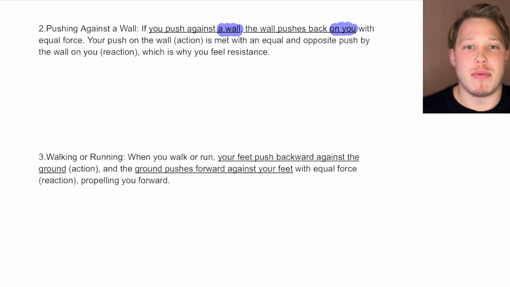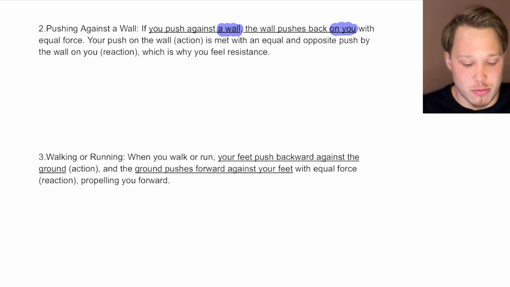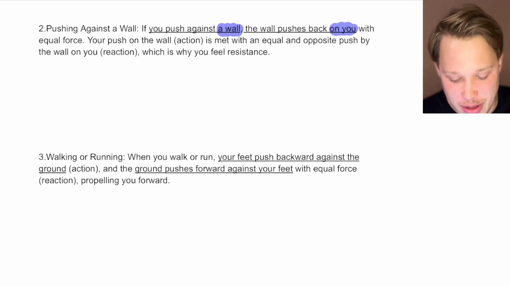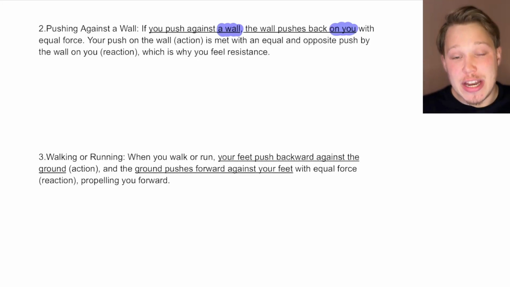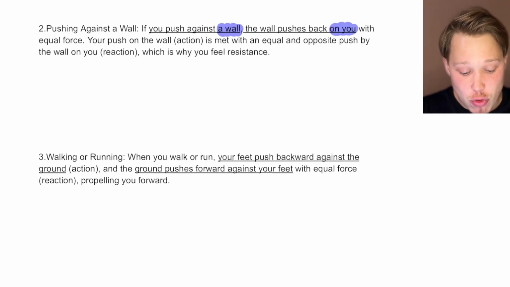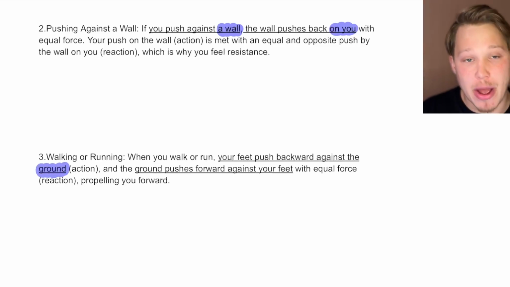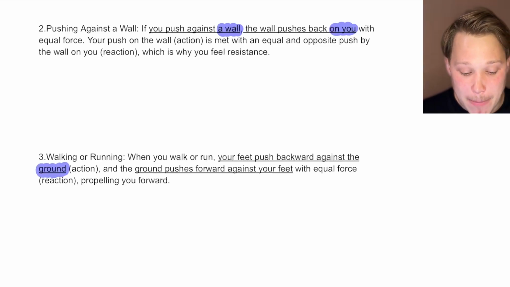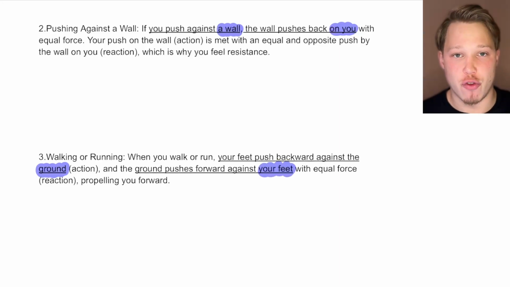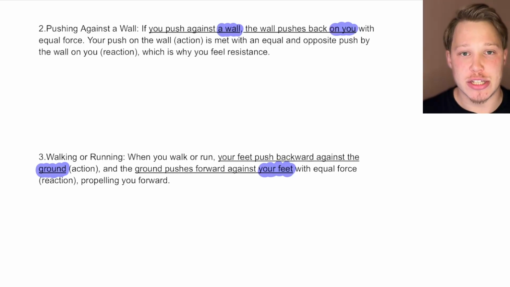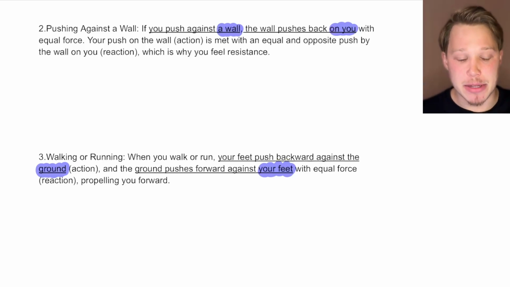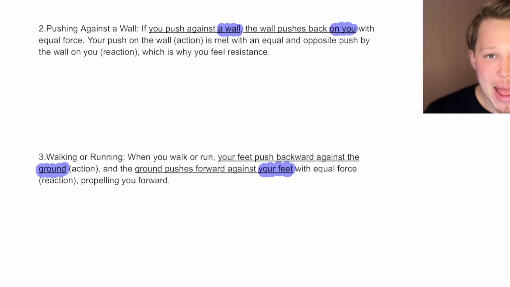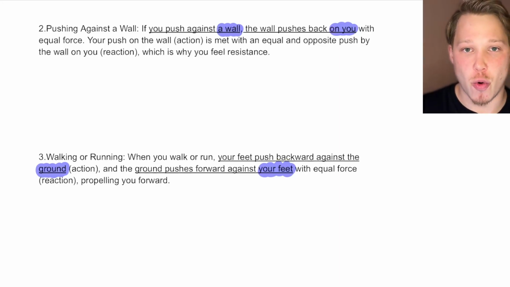I'm sure you maybe haven't thought about Newton's third law when you were running, but maybe now next time you will. When you walk or run, your feet are pushing backwards against the ground, right? So your feet are applying the force on the ground, but the ground pushes back on your feet. Once again, as you see, the action and reaction forces are applied to different objects. But also take a look that the directions of these forces are opposite. So for example, my feet are pushing backwards, but the ground is propelling me forwards.